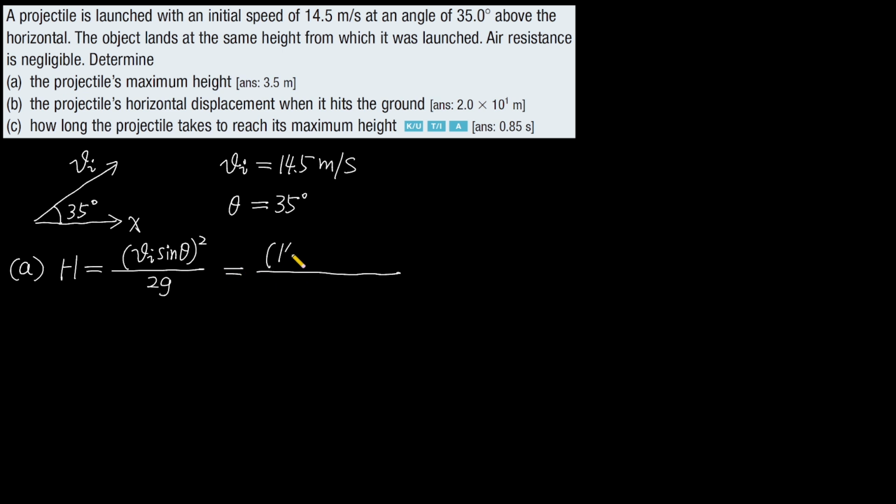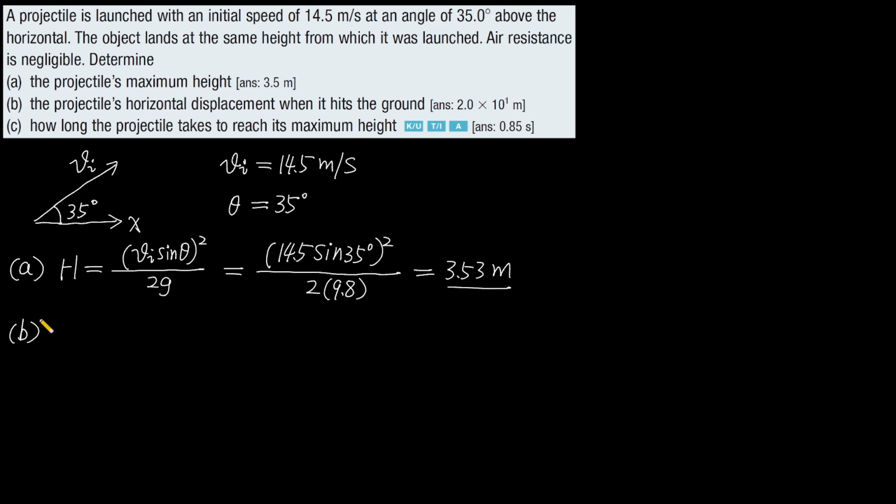This equals 14.5 multiplied by sin 35 degrees, squared, divided by 2 multiplied by 9.8. And this equals 3.53 meters. Its maximum height is just this value.